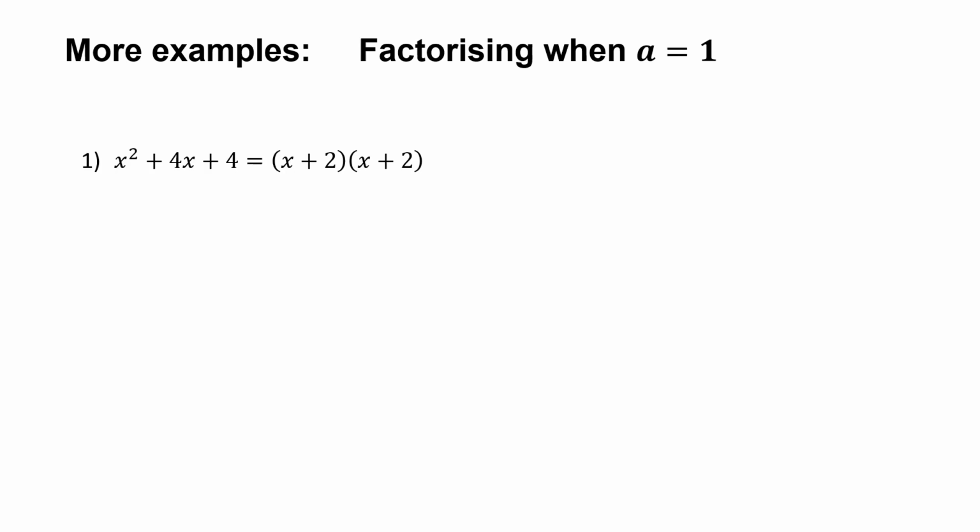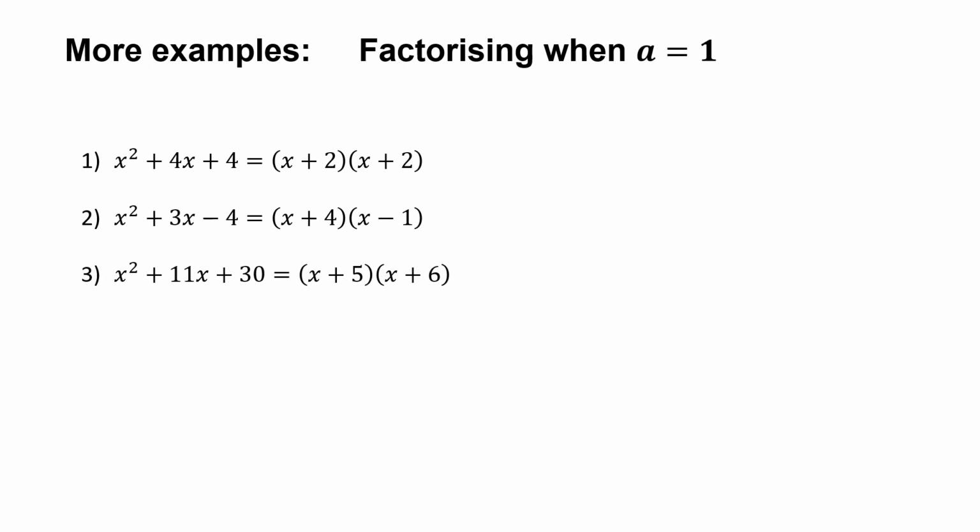So the first one I have here is x squared plus 4x plus 4. When we factorize this, we're going to get x plus 2, x plus 2. We have x squared plus 3x minus 4, which factorized becomes x plus 4, x minus 1. We have x squared plus 11x plus 30, which factorized becomes x plus 5, x plus 6. And the last one I have on here is x squared minus 5x minus 6, which factorized becomes x minus 2, x minus 3.